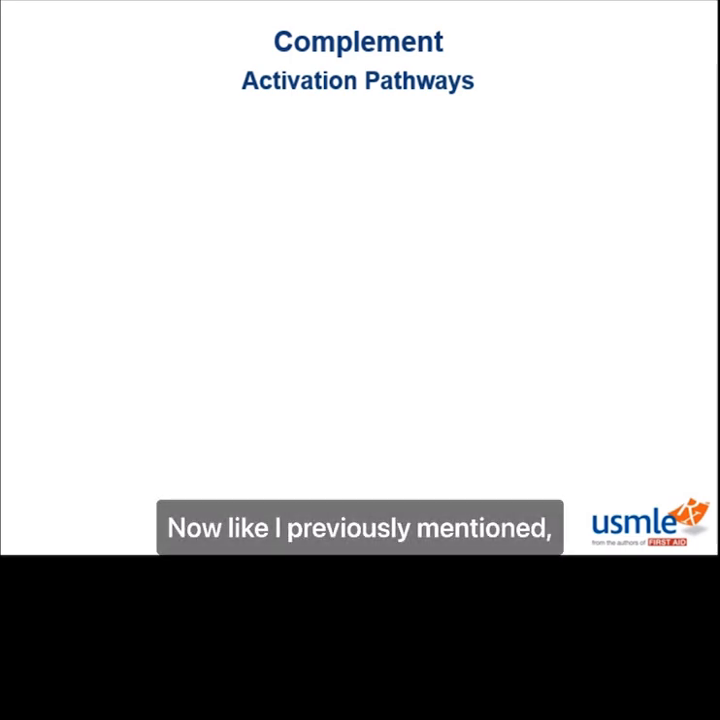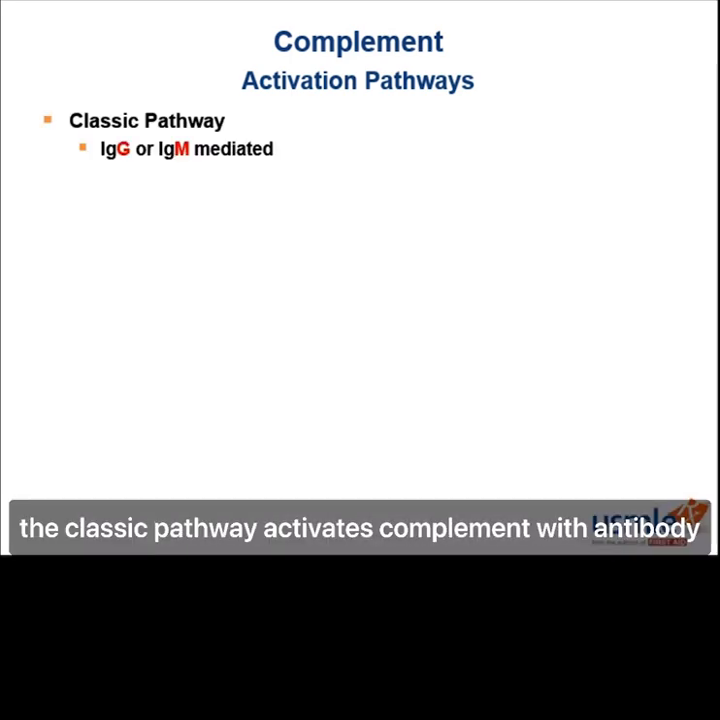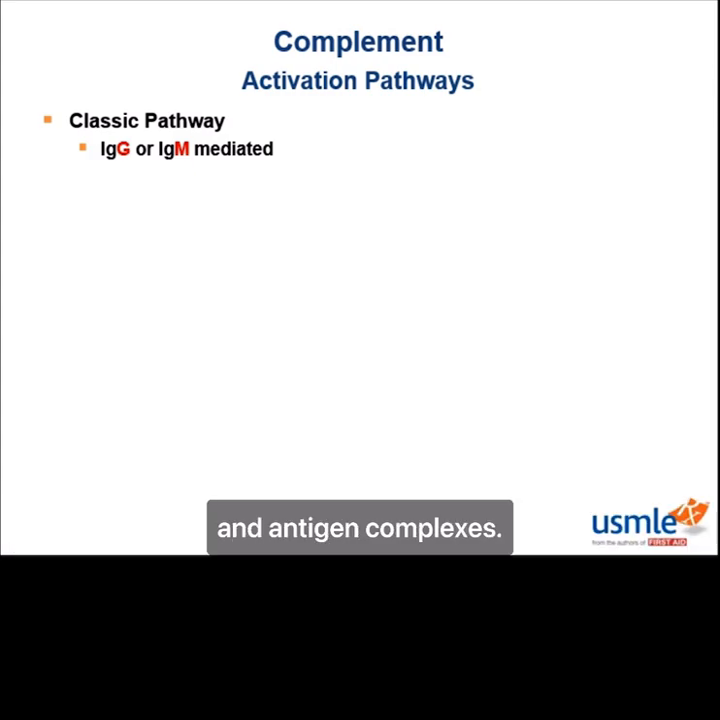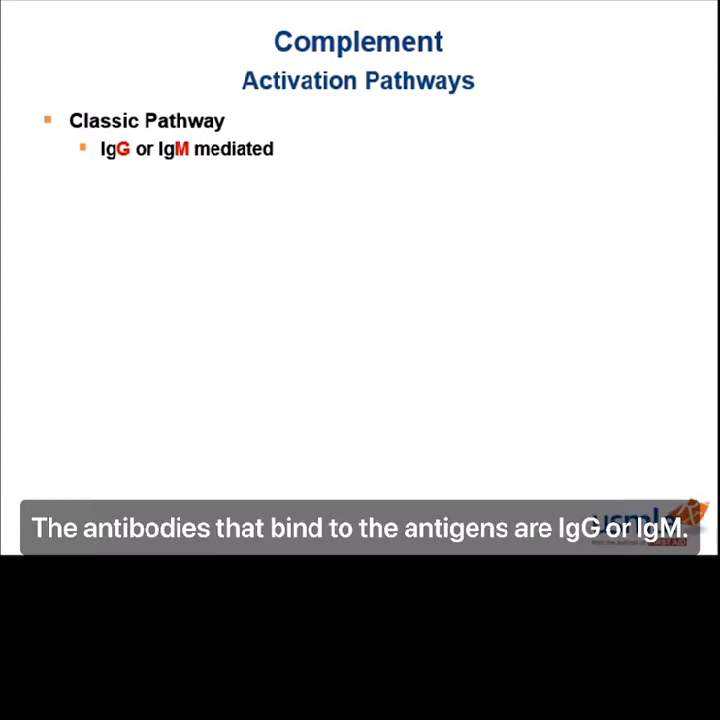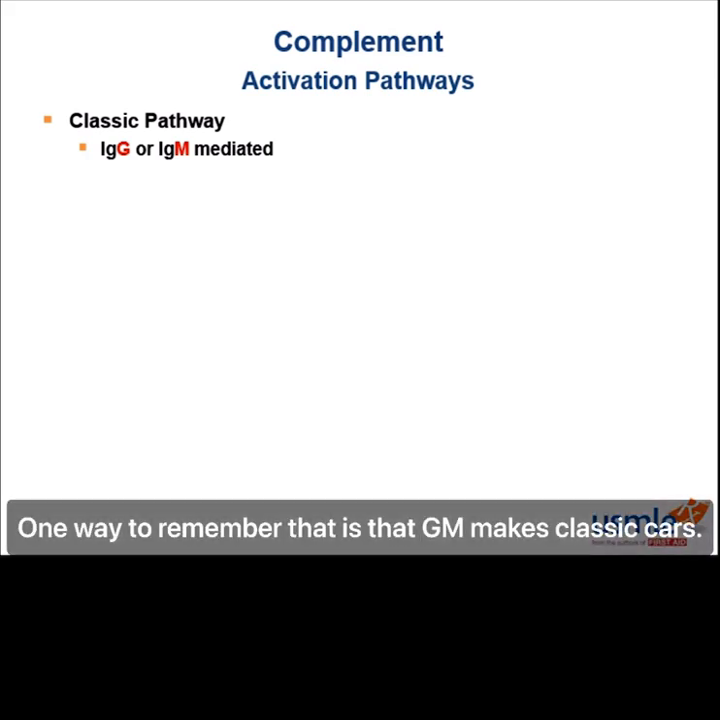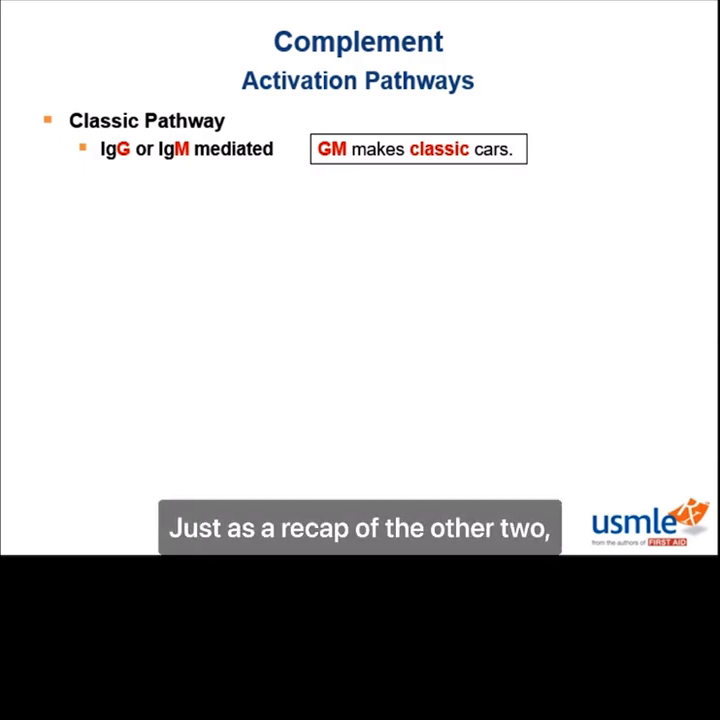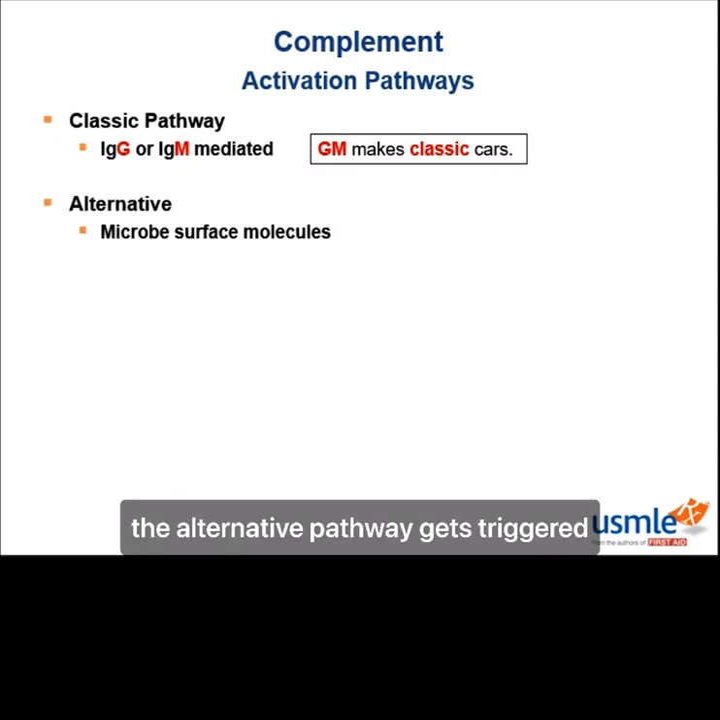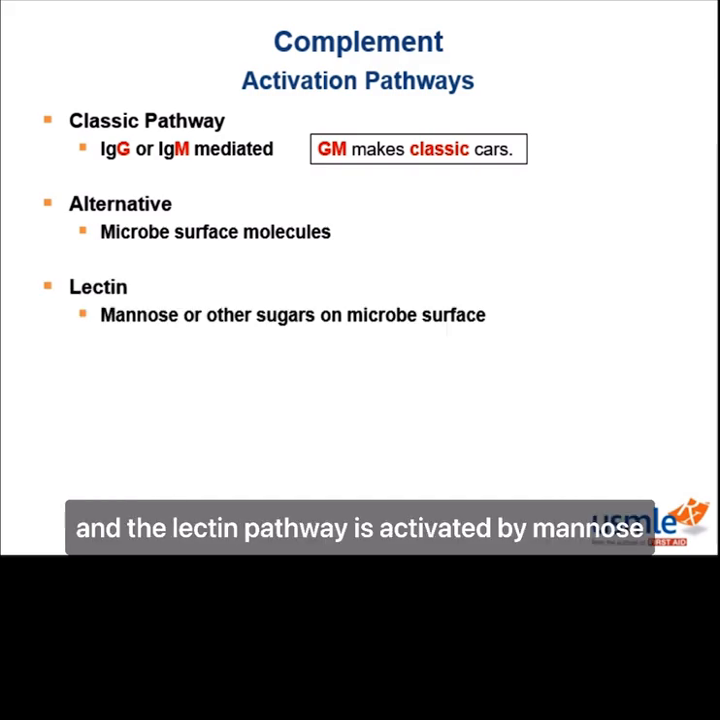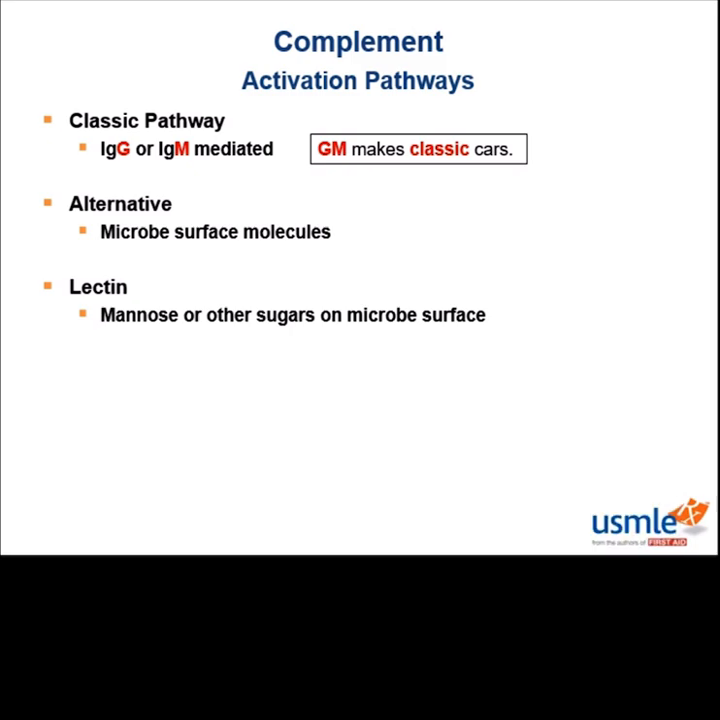Now, like I previously mentioned, the classic pathway activates complement with antibody and antigen complexes. The antibodies that bind to the antigens are IgG or IgM. One way to remember that is that GM makes classic cars. Just as a recap of the other two, the alternative pathway gets triggered by microbe surface molecules, and the lectin pathway is activated by mannose or other sugars found on the surface of the microbe.